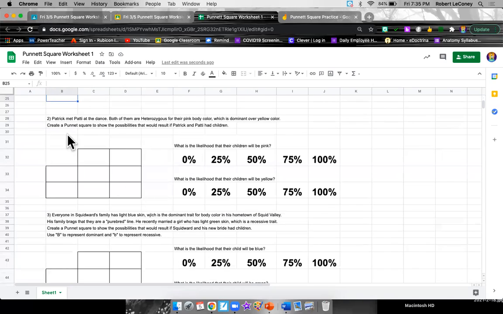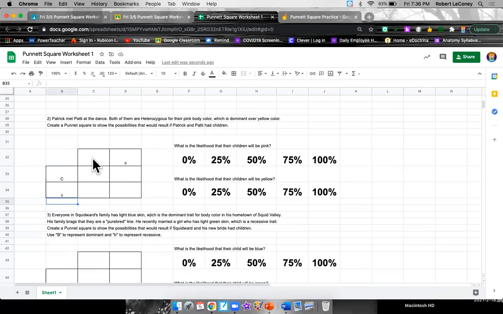Number 2, Patrick met Patty at the dance. Both of them are heterozygous for their pink body color. So I'm going to use C for color. They're both heterozygous, two different alleles, big C and little c. And they're both heterozygous, so big C, little c, and they're heterozygous for their pink, which is dominant over yellow.